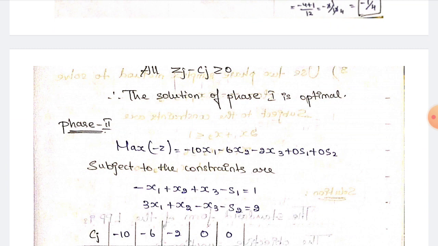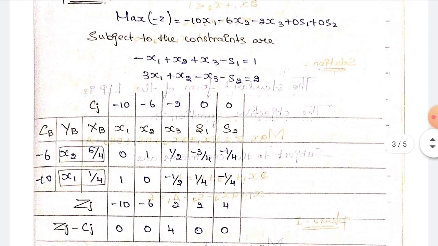In phase 2 there is no artificial variable, so you have to omit all the artificial variables in the standard form. So you have to write maximization of minus Z. Similarly, subject to the constraints also you have to write. Now we have to come to the initial table. In the initial table you have to write the last table values of phase 1.